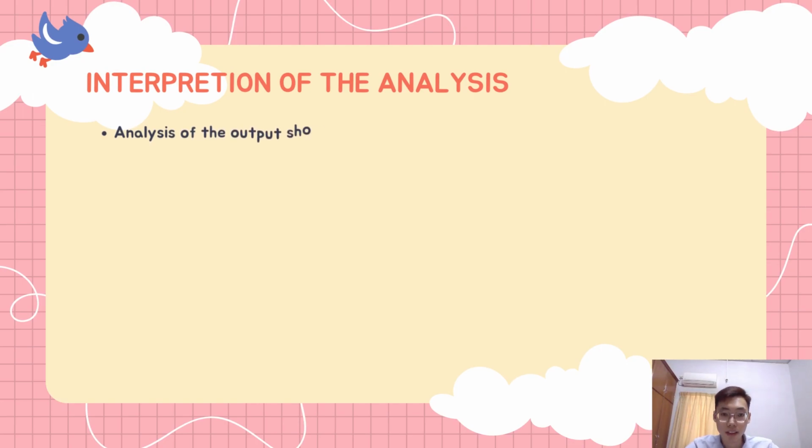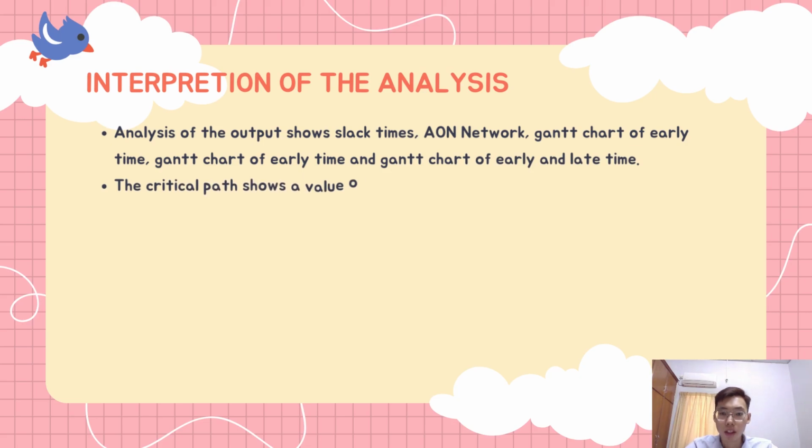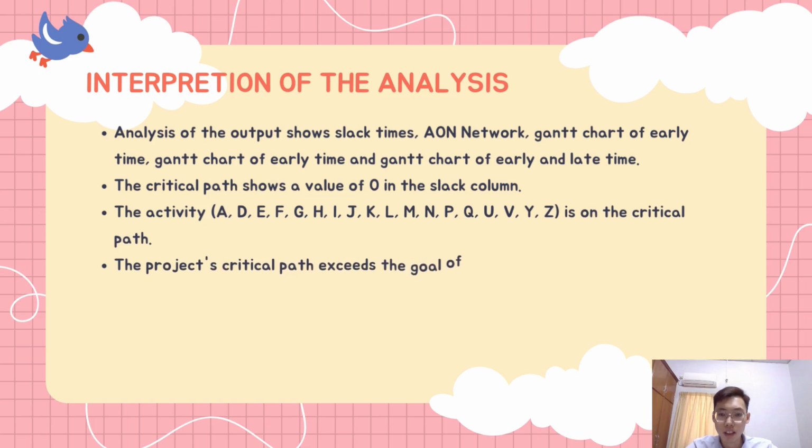Interpretation of the analysis. The analysis output shows the slack time, AON network, Gantt chart of the early time, Gantt chart of the late time, and the Gantt chart of the early and late time. The critical path shows a value of 0 in the slack column. So therefore, activities A until Z are on the critical path. In addition, the project critical path exceeds the goal of 370 days, which is 379 days on the critical path.